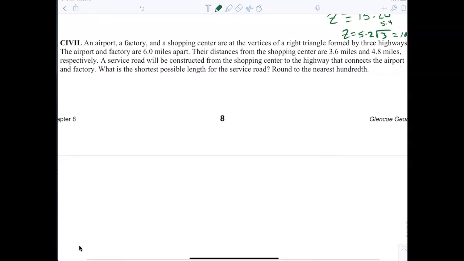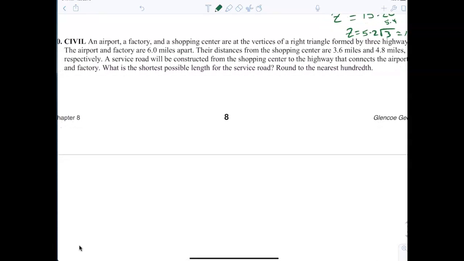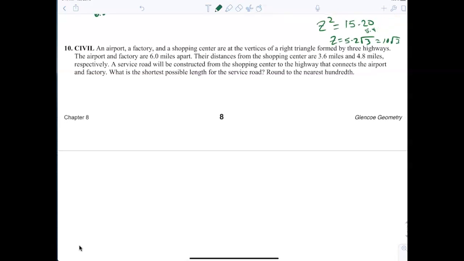Let's see what it says here. An airport, a factory, and a shopping center are the vertices of a right triangle formed by 3 highways. The airport and the factory are 6 miles apart. Okay, so I'm going to make a right triangle, and it might be wrong, but I assume it's going to be a right triangle.